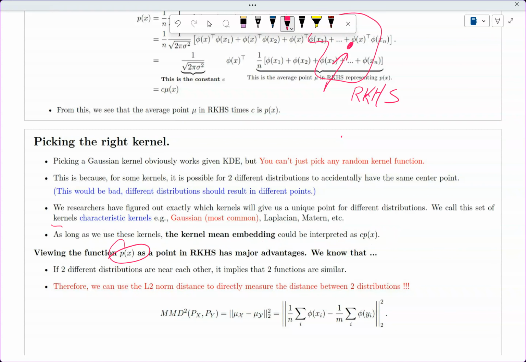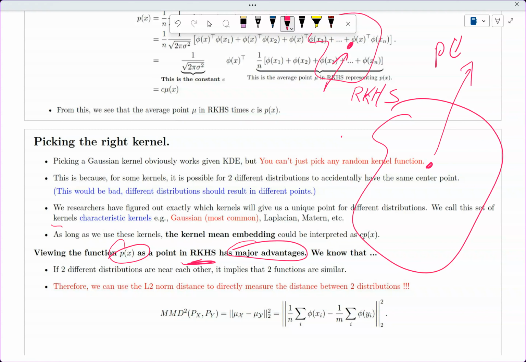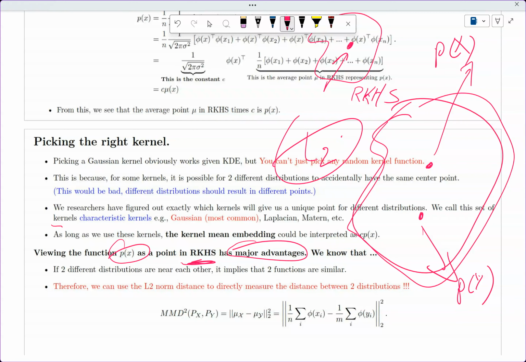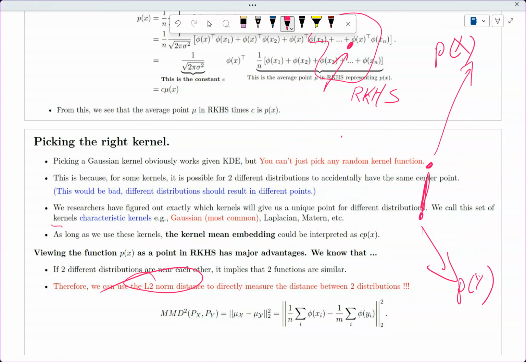Viewing the function p of x as a point in RKHS has a major advantage, right? Now this point is a function, but this function has a very specific meaning. If we view this as a p of x, this means that if you have two points, they're essentially p of x and p of y. You have two distributions. You can directly measure the distance between them in this space with the L2 norm. You can picture literally measuring the distance between two vectors. So therefore we can use the L2 norm to measure them.